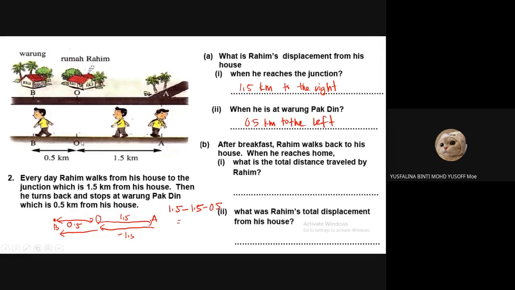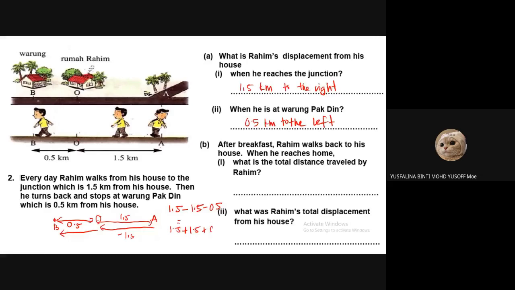Okay, so 1.5 here from O to A, then going back to O is 1.5. So 1.5 plus 1.5, you will get 3. Okay, and then he goes back to B, to the warung, so you get 0.5, and then he goes back to O. Okay, so you will get 4 kilometer.